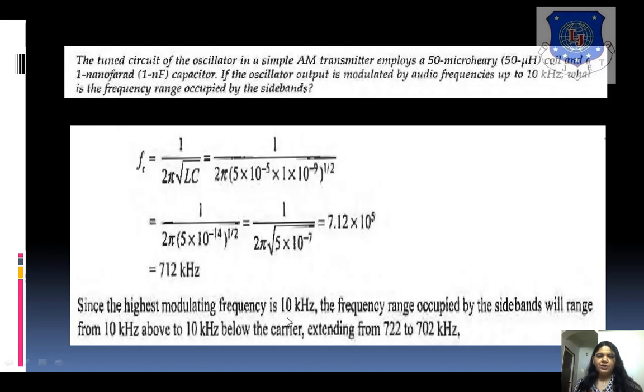Now the highest modulating frequency is 10 kHz. Therefore, the frequency range occupied by the sideband will range from 10 kHz below to 10 kHz above the carrier. So 712 minus 10 kHz is 702 kHz, and 712 plus 10 kHz is 722 kHz. So this is the solution of example number 1.